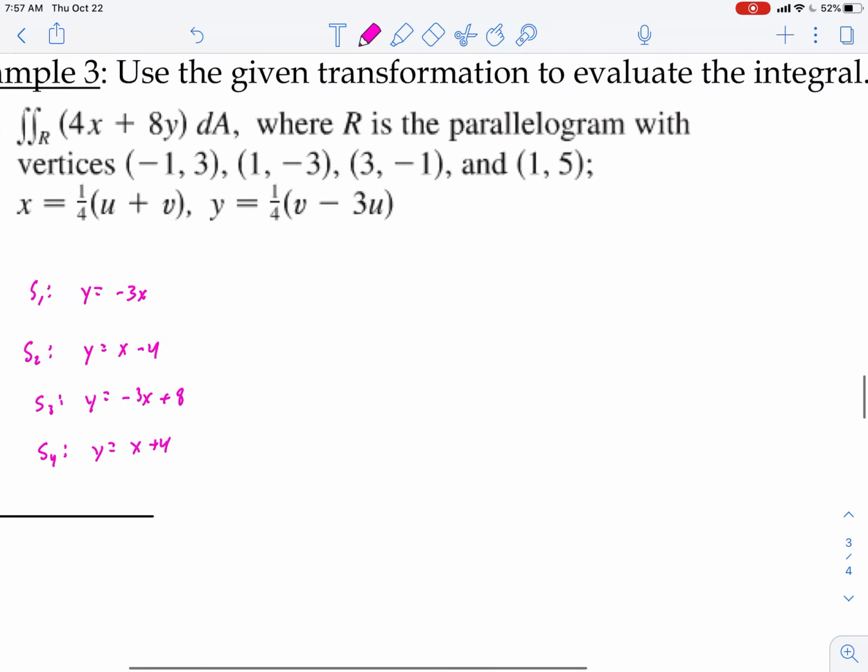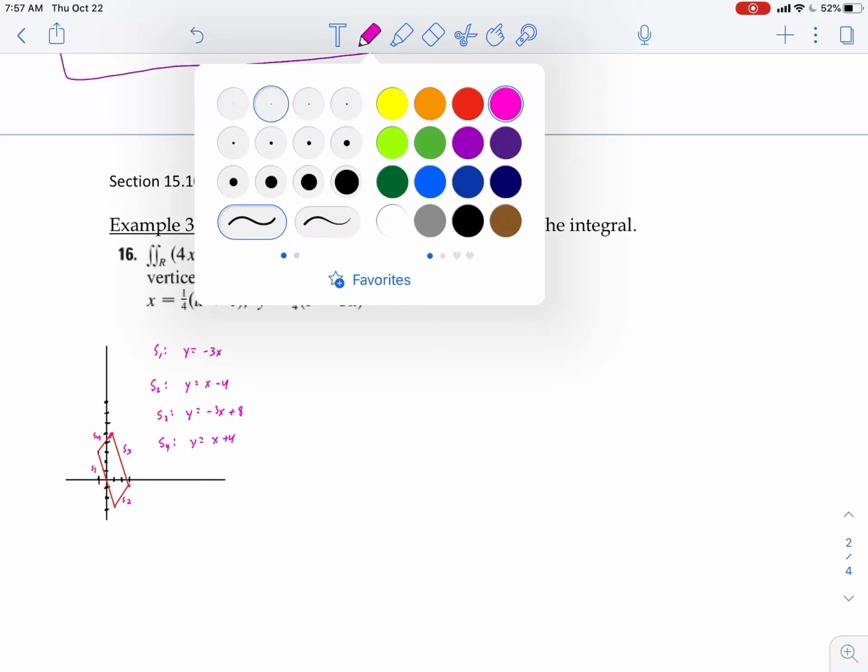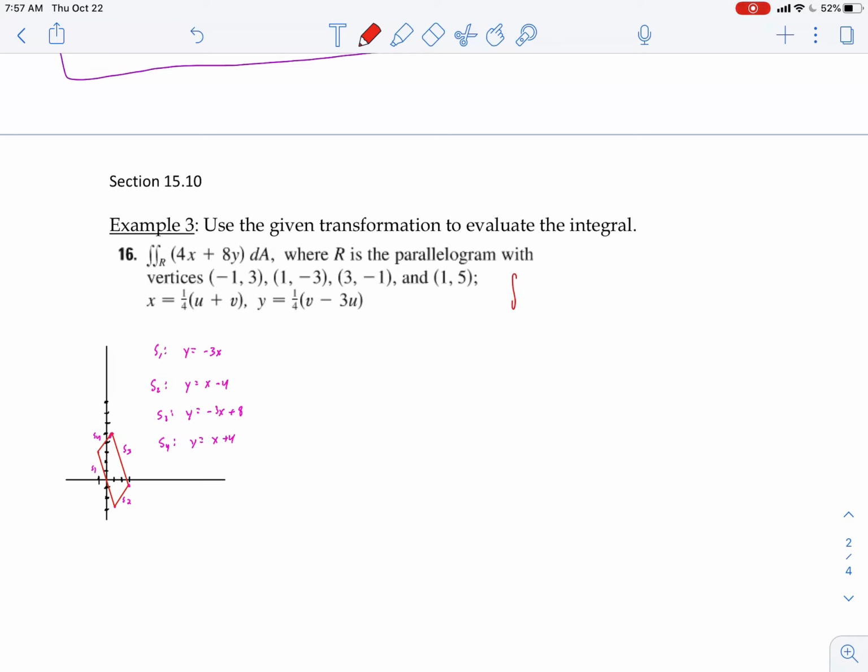We want to find where our region's bounded by u and v. I'll show you this real fast. We can write in our double integral. I'm going to transform this in terms of u and v. I can change 4x to be 4 times what our x value is, which is 1/4 u plus v, plus 8y, and then we said y is 1/4 v minus 3u, and then close that up with the parentheses, dA.